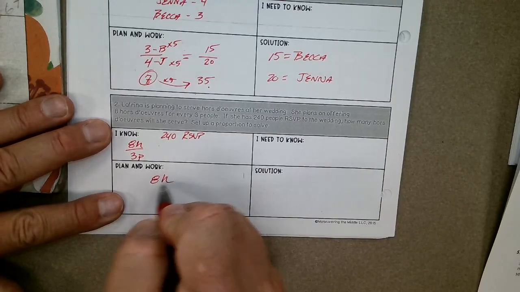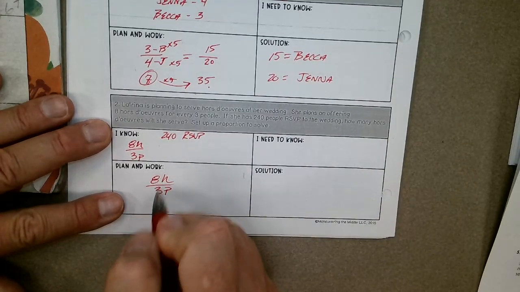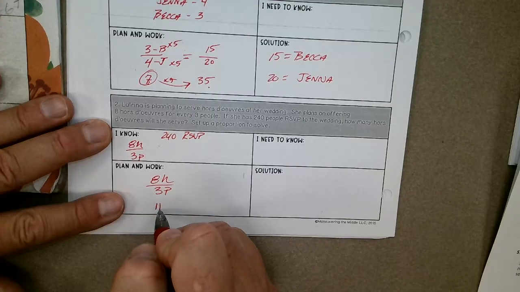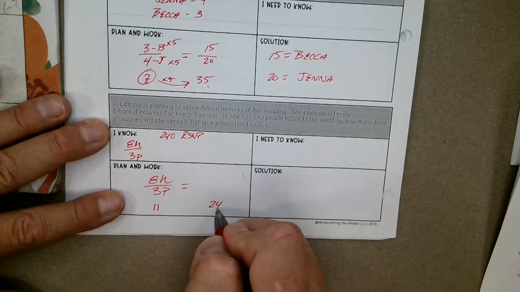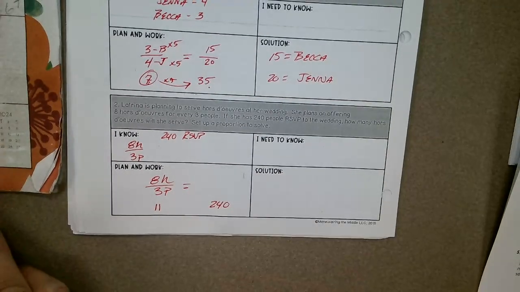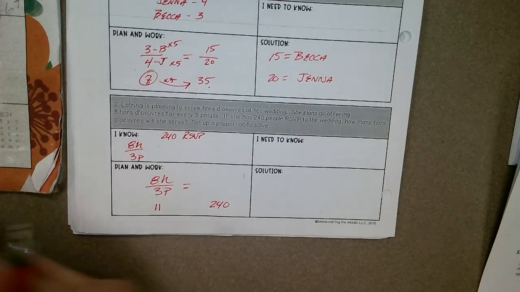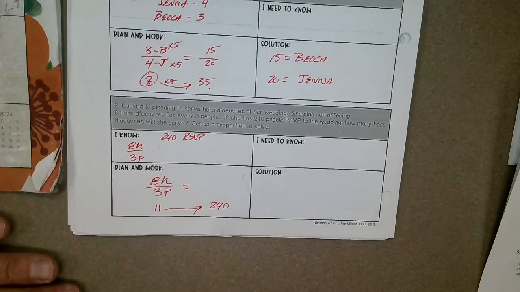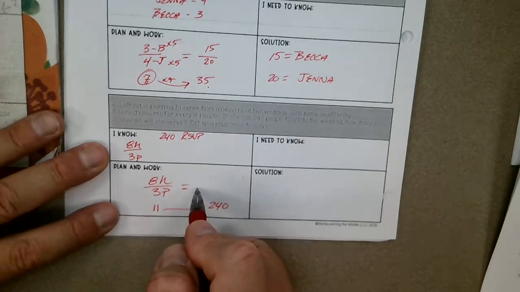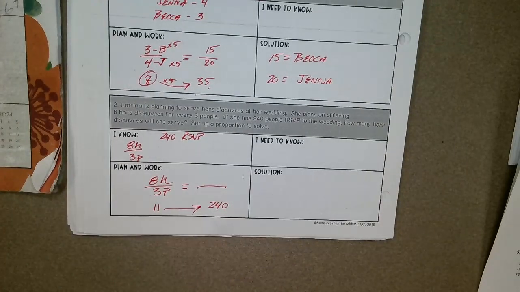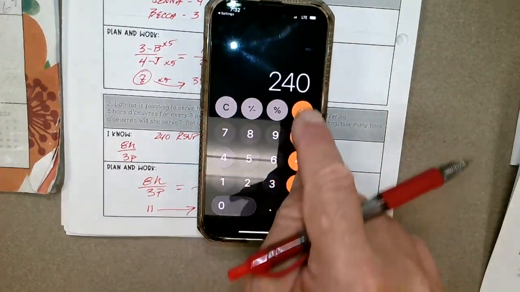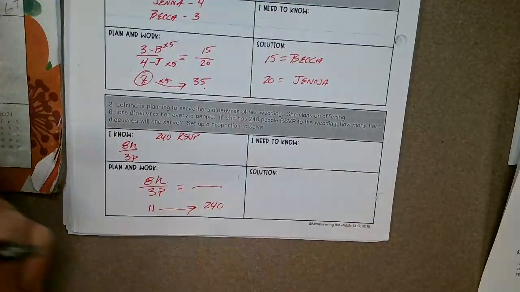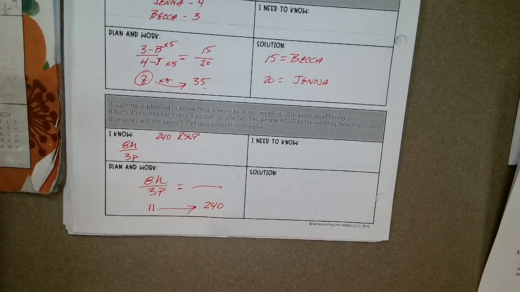So if I have 8 hors d'oeuvres to every 3 people, that equals 11. I don't want to feed 11. I want to feed 240 people. So how do I get from there to there is the question, right? Just the same type of problem. So I'm going to take my calculator and I'm going to take 240 and divide it by 11. And I get this crazy number here, right?